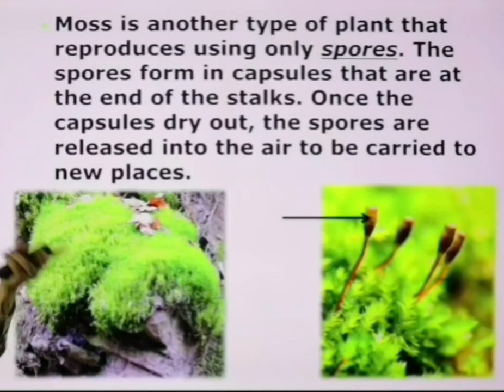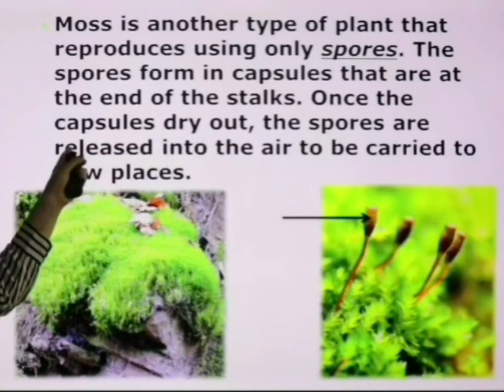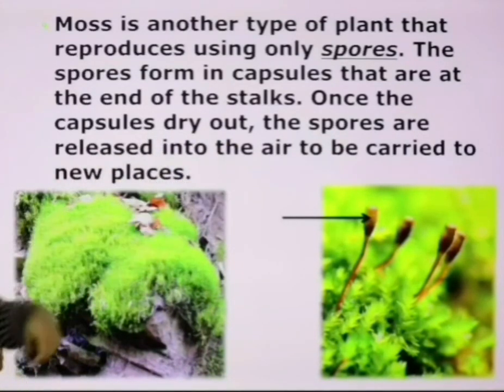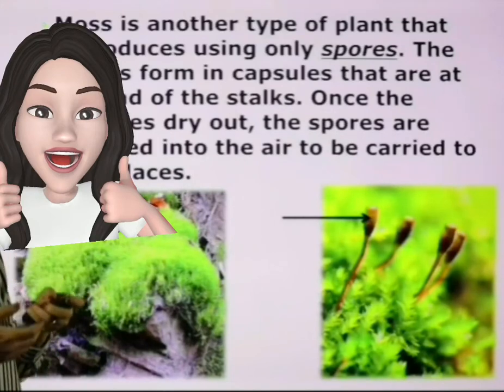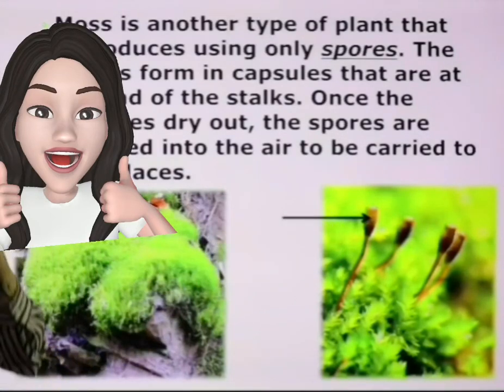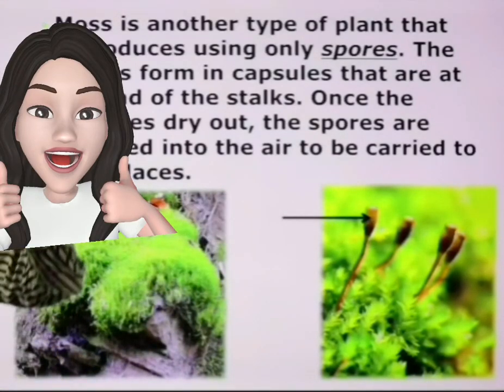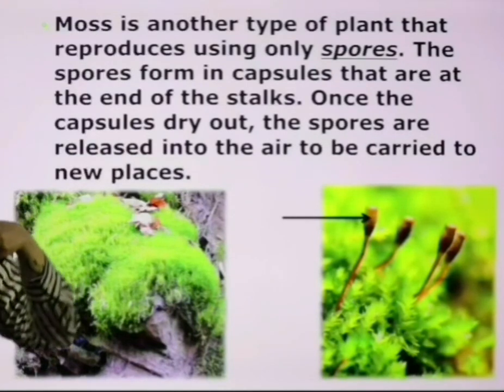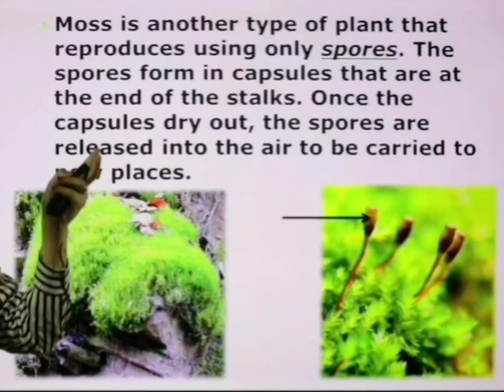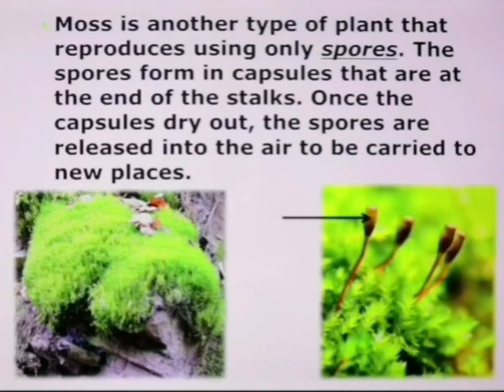Once the capsules dry out, the spores are released into the air to be carried to new places. So these capsules will open when they dry, and these spores inside these capsule-like parts will fly in the air. Later on, they will form a new moss plant.